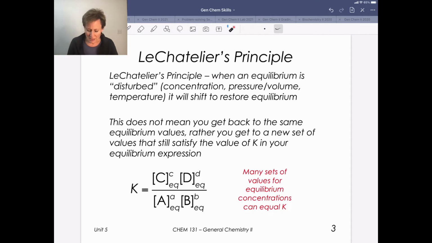So mathematically, there's lots of numbers that I could put in here that will equal whatever my equilibrium constant is. It's not that it has to be exactly what those numbers are. I can change those numbers and still have it equal the equilibrium constant. Both of those situations would be at equilibrium. So we're going to go through a problem in class that's going to allow us to see that. Many sets of values for these equilibrium concentrations can mathematically equal our K. It's not one set of numbers, okay?